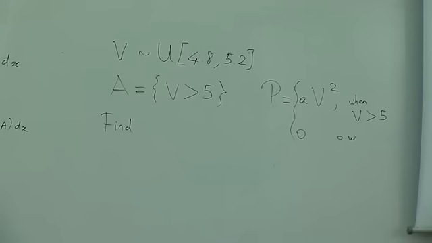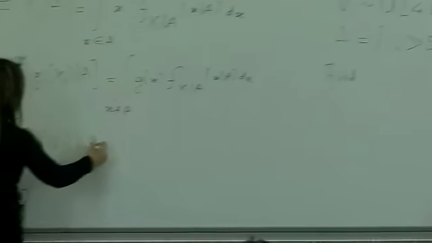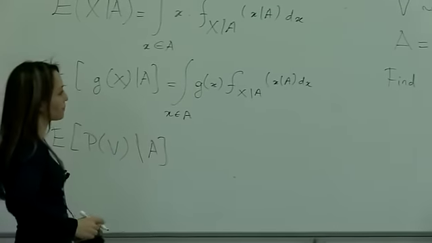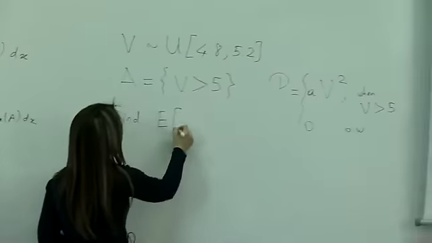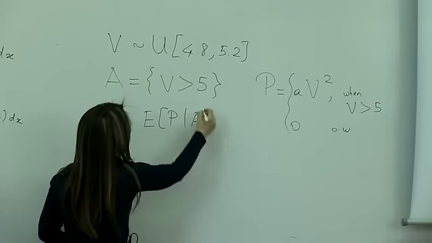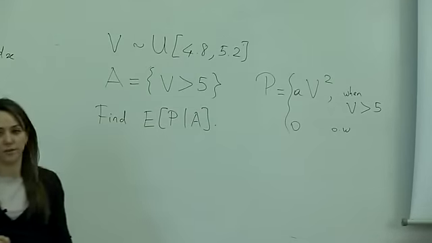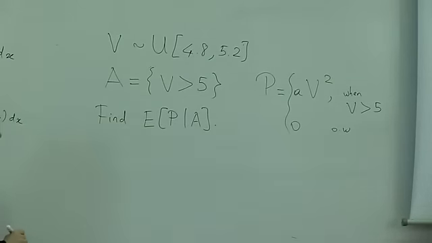Computing the expected value of g of X given A is something we considered in this equation. Just like that, we are computing the expected value of P, which is a function of V, given A. Right? So finding the expected value of P given A is the question. How do we do this?